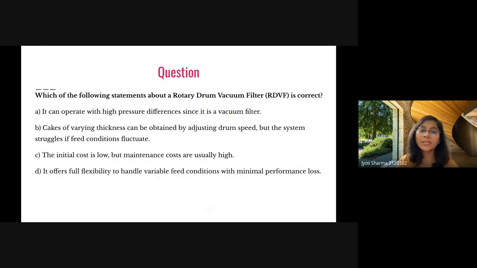Okay, which of the following statements about RDVF is correct? It can operate with high pressure difference since it is a vacuum filter. Cake of various thickness can be obtained by adjusting drum speed, but the system struggles if feed conditions fluctuate. The initial cost is low, but maintenance costs are usually high. It offers full flexibility to handle variable feed conditions with minimal performance loss. So this is about the advantages and disadvantages of using the RDVF. You need to tell me which one is the correct statement.